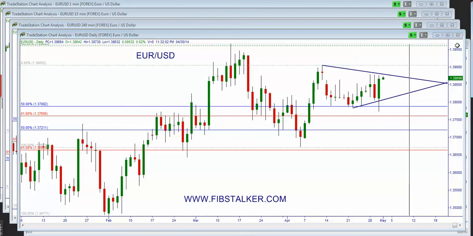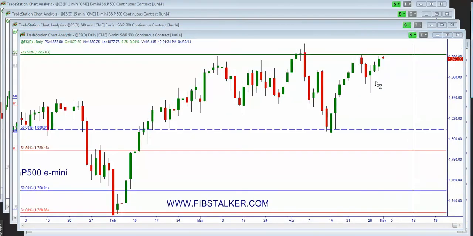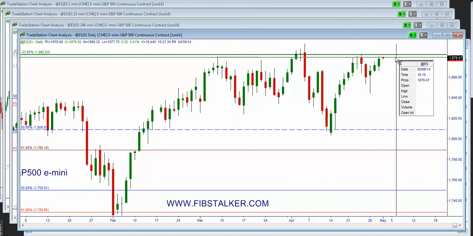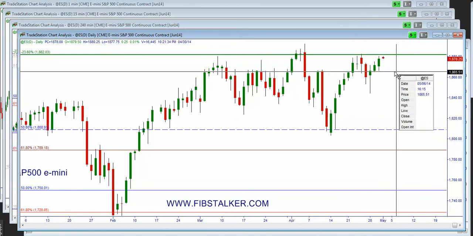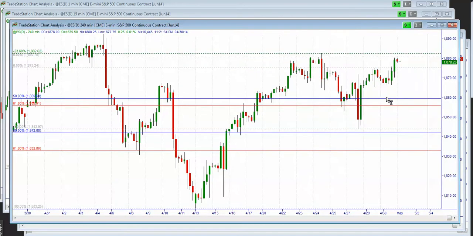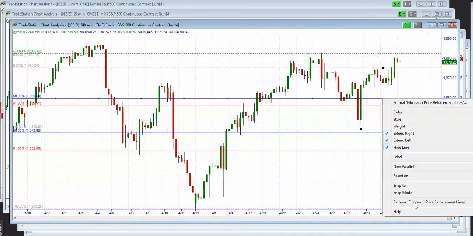Moving to the SP 500, the SP 500 kept pushing higher here, and again now for the fourth time in a row it's testing this important level of resistance. It's not resistance indeed, it's profit taking. So we might witness profit taking again at this juncture here.